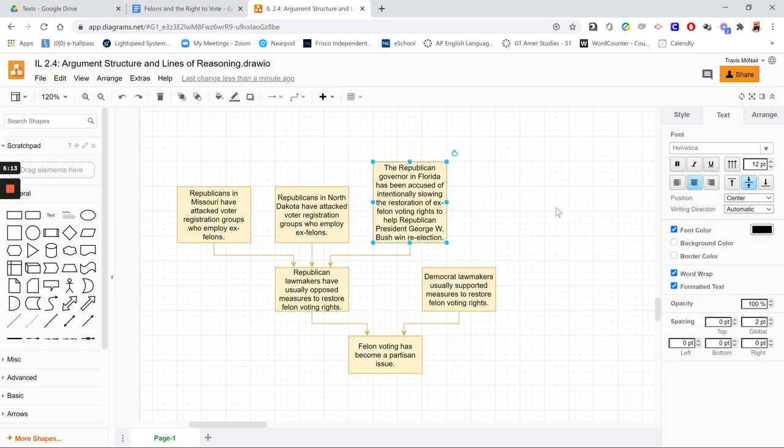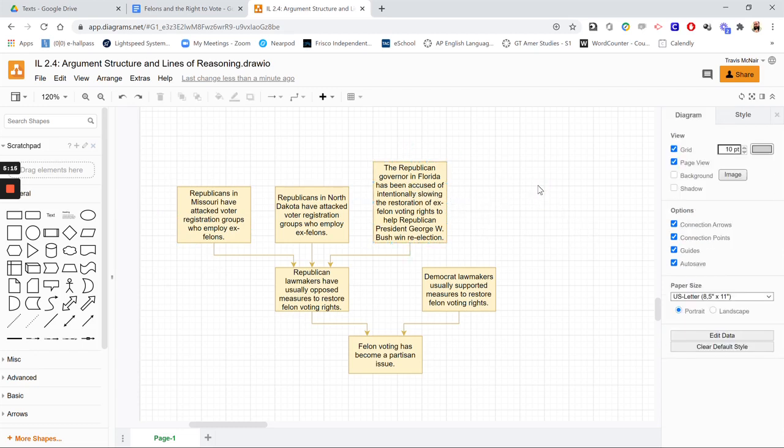And then this example here about Jeb Bush back in 2004 being accused of intentionally slowing down the review process for restoring the voting rights of ex-felons, so that fewer ex-felons would be getting their voting rights back, so that he could ultimately help his brother George win the election. So, all examples of how felon voting has become this partisan sort of weapon.